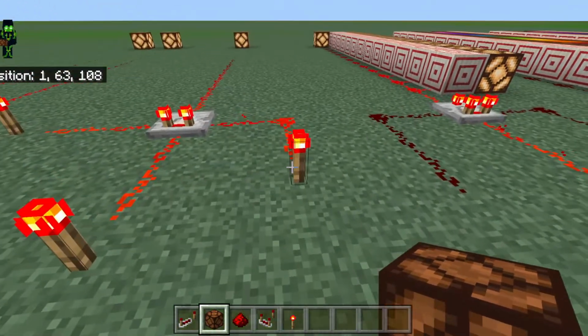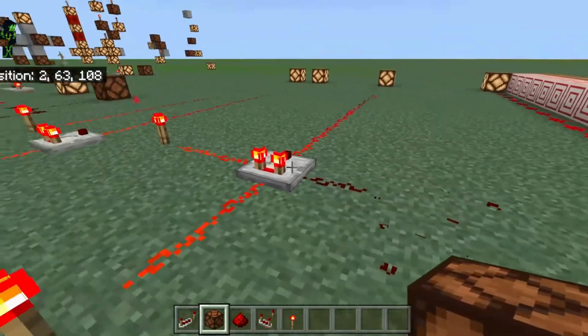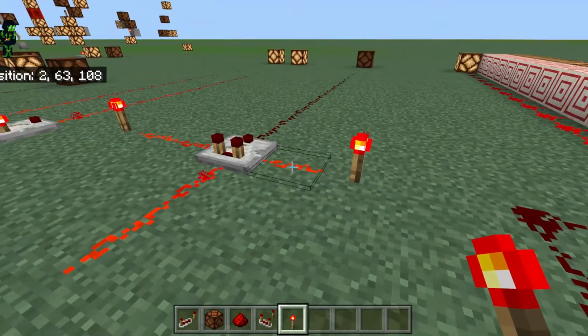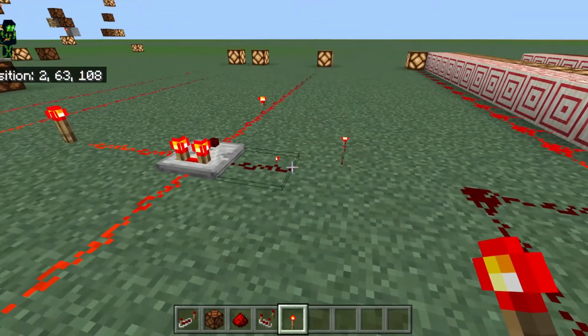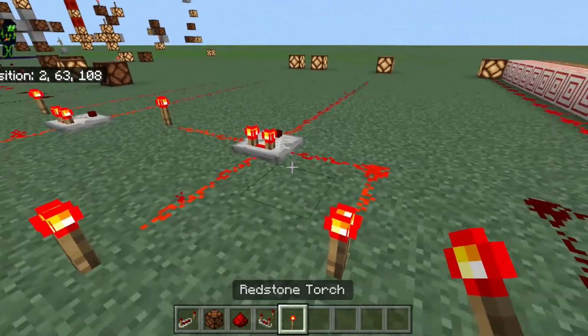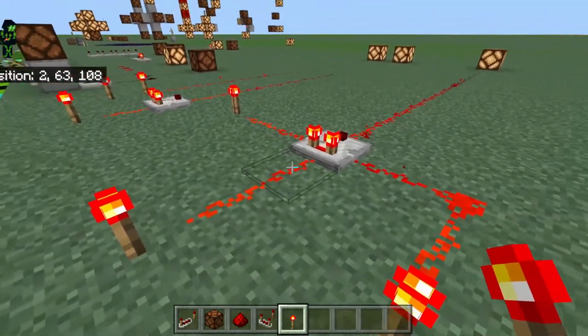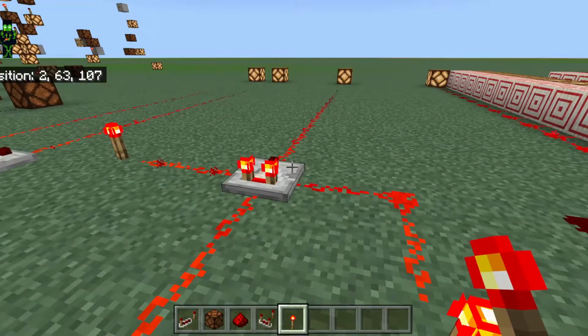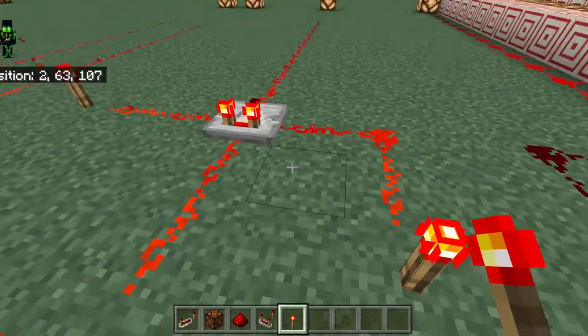It's important to note that the two side inputs don't add up. So that's a strength of 15 and it shuts it off. But if we move this over here, those two sides would be stronger than the 14 that it's receiving. But since neither of them independently are stronger, it's outputting the 14 that it's receiving.